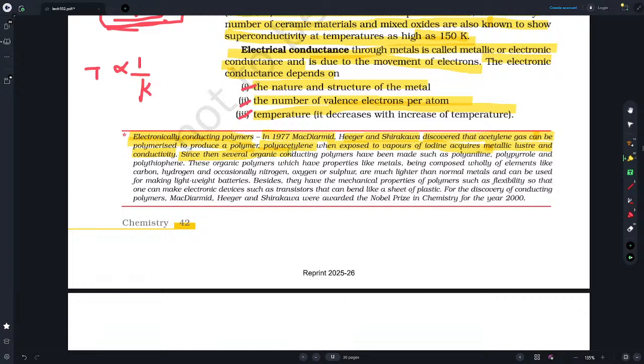Since then several organic conducting polymers have been made, such as polyaniline, polypyrrole, and polythiophene. These organic polymers, which have properties like metals, being wholly composed of elements like carbon, hydrogen, and occasionally nitrogen, oxygen, or sulfur, are much lighter than normal metals and can be used for making lightweight batteries. Besides, they have mechanical properties of polymers such as flexibility, so that one can make electronic devices such as transistors that can bend like a sheet of plastic. For the discovery of conducting polymers, MacDiarmid, Heeger, and Shirakawa were awarded the Nobel Prize in Chemistry for the year 2000.